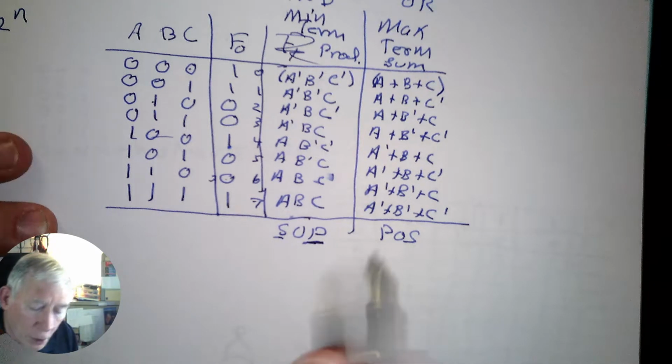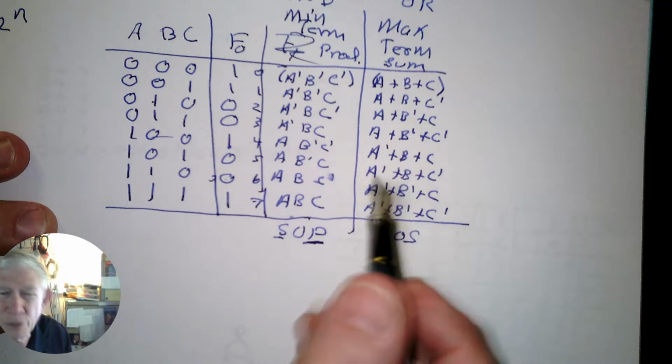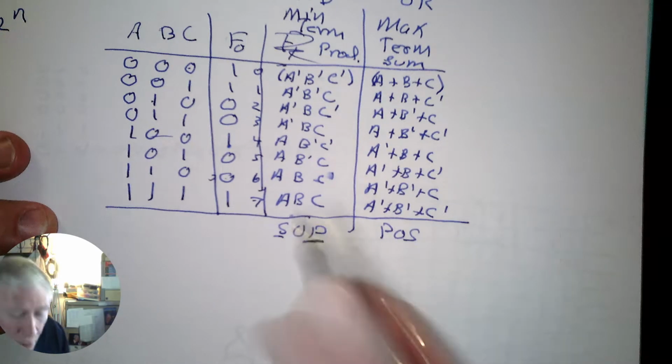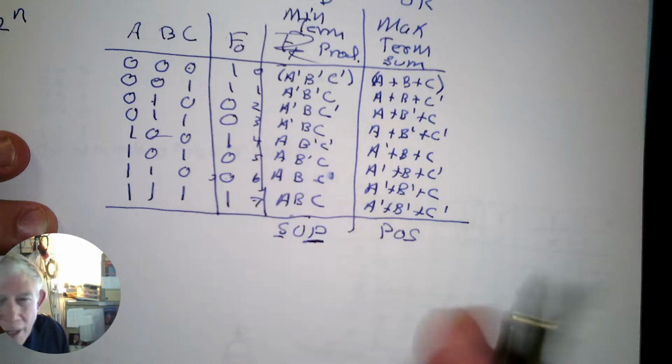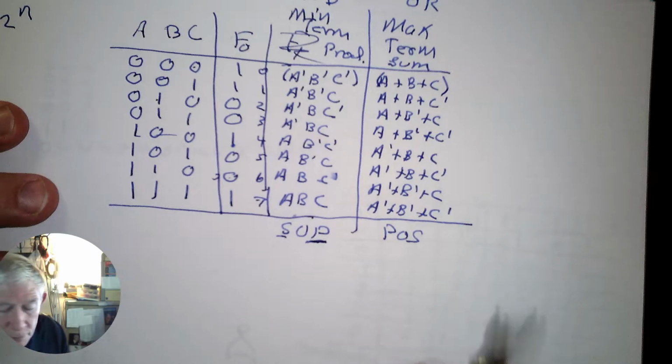And also, the min terms, we use the ones, and the max terms, we use the 0s. You would think the max terms would use the ones, and the min terms would use the zeros. But it's exactly backwards. So all of this nomenclature is designed to confuse students.